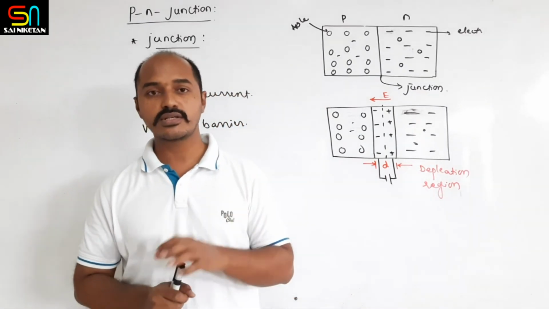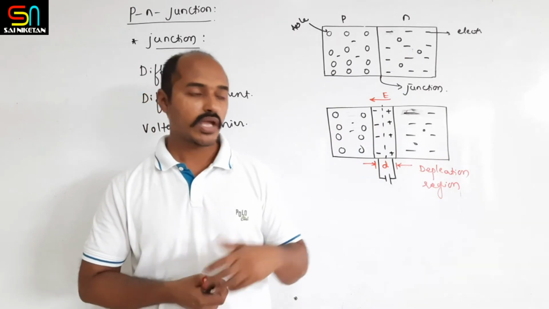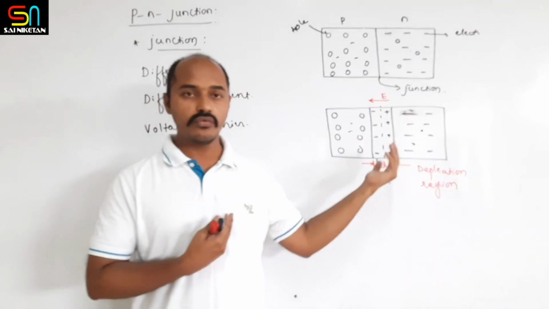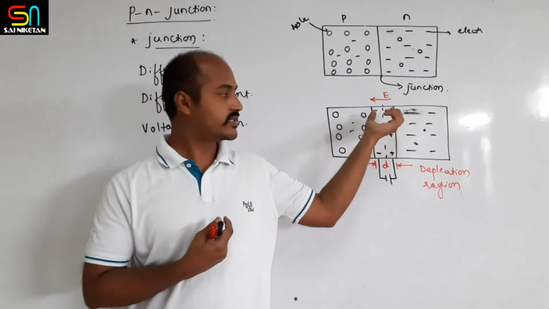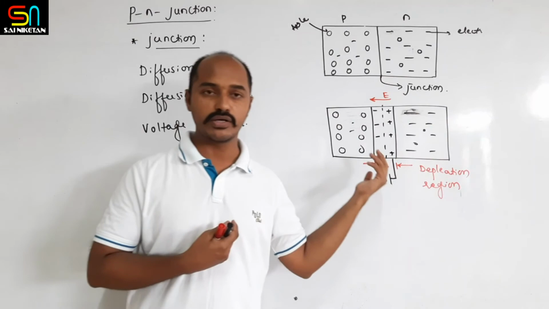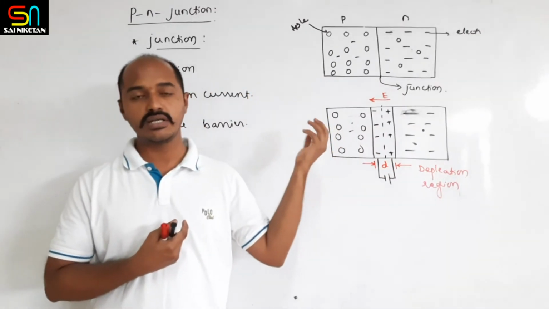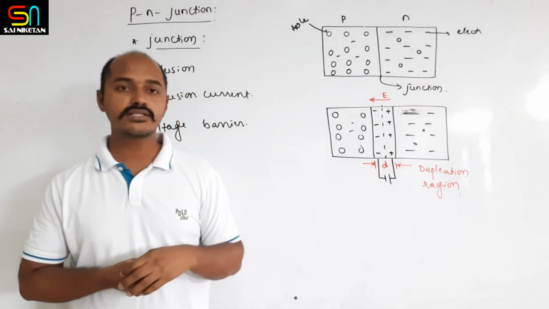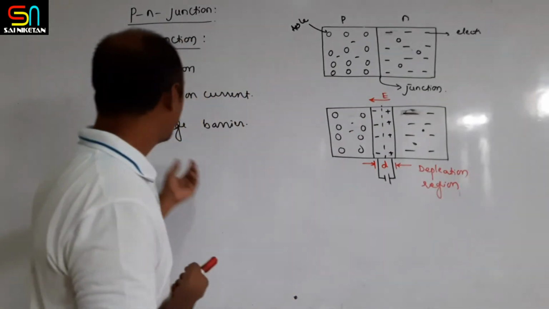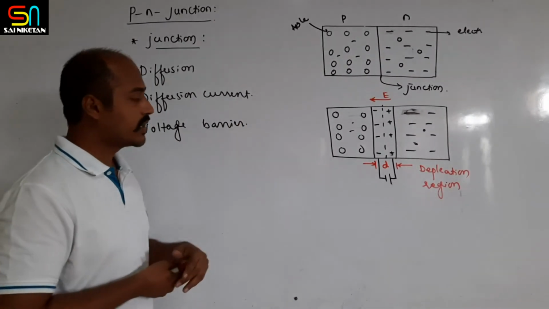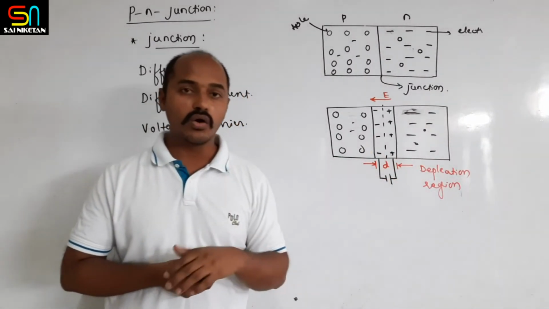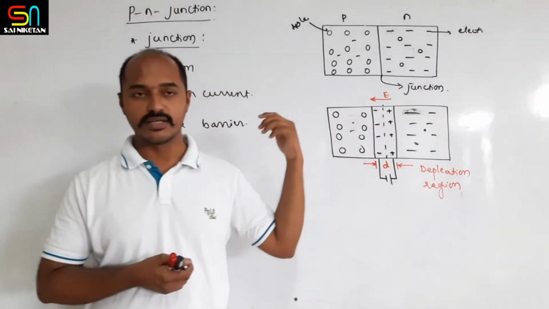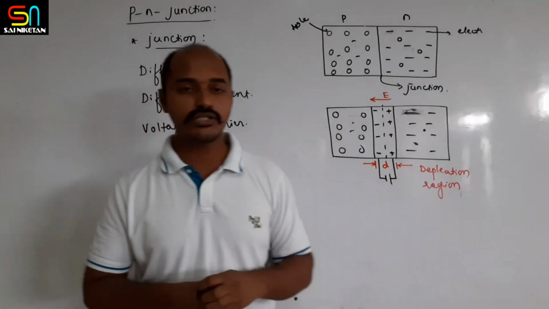So the diffusion process causes a current that is called the diffusion current, and because of diffusion, one part of this boundary forms a positive plate and a negative plate, or you can say positive ions and negative ions are collected. That forms an electric field, and that generates a barrier voltage. The barrier voltage does not allow further electrons to cross from the N region to the P region. So this is regarding the PN junction.